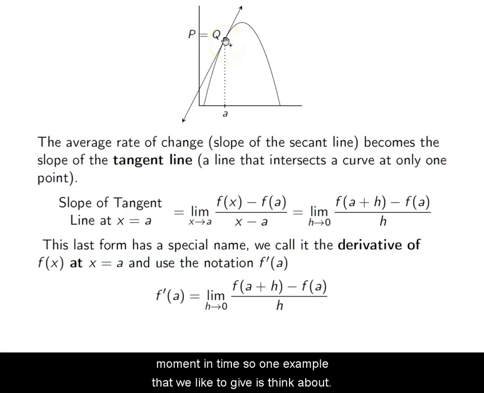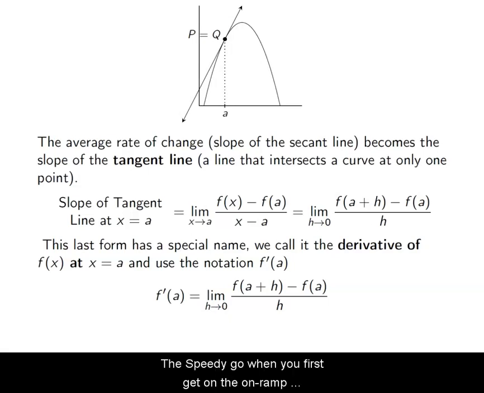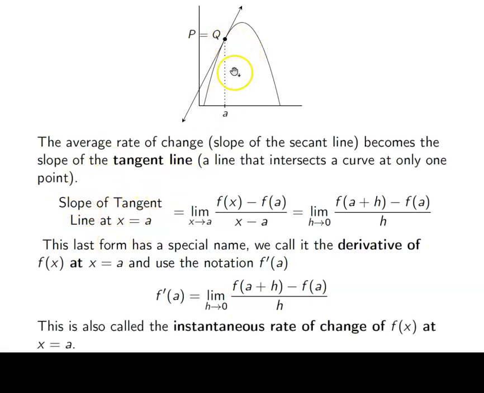One example that we like to give is think about when you're driving on an on-ramp onto the freeway. You are not going at a steady speed. The speed you go when you first get on the on-ramp versus the speed when you're finally on the freeway is completely different. So you're changing in speed as you go, so you have a rate of change that's changing over time. So what the slope of this line tells you is how you are changing at exactly this point in time. That's a really important idea, and it is related to the slope of the tangent line at this point.